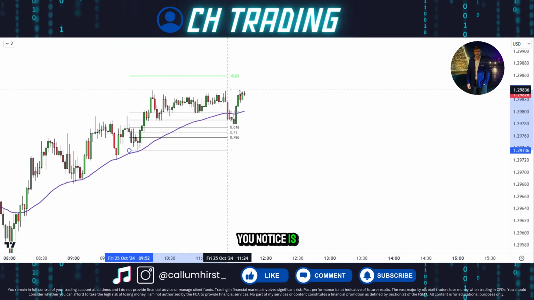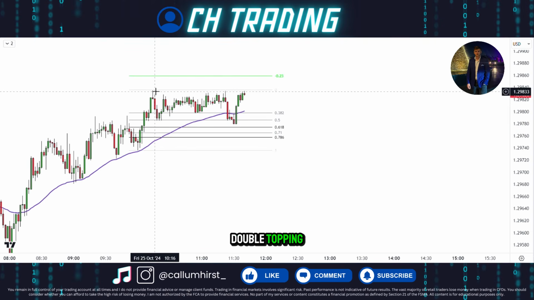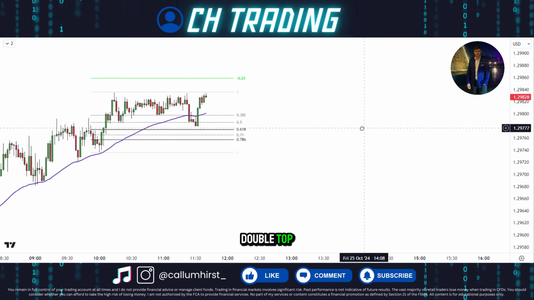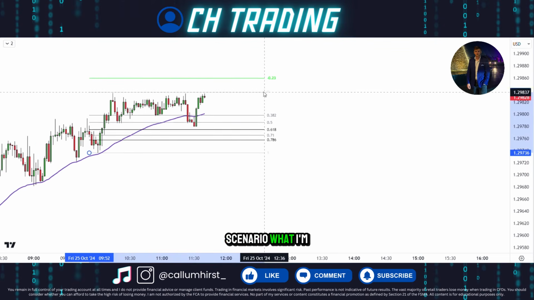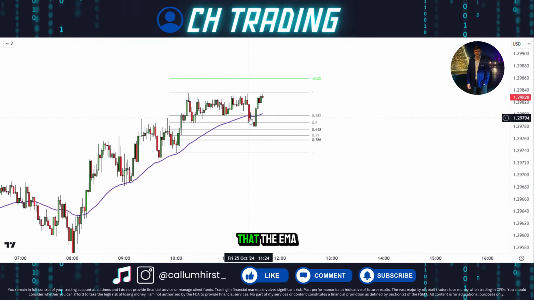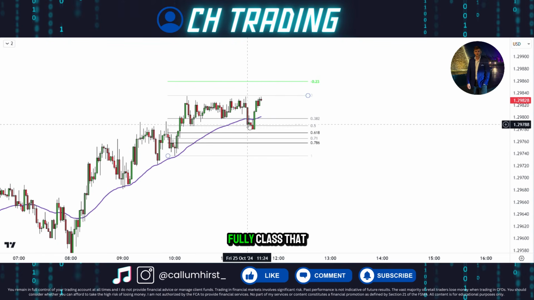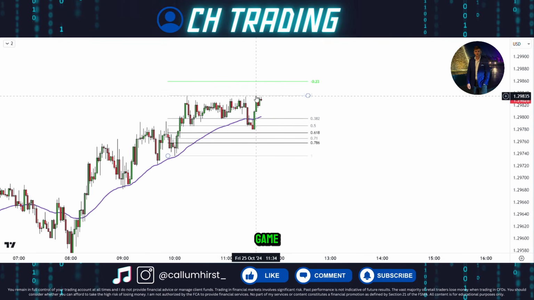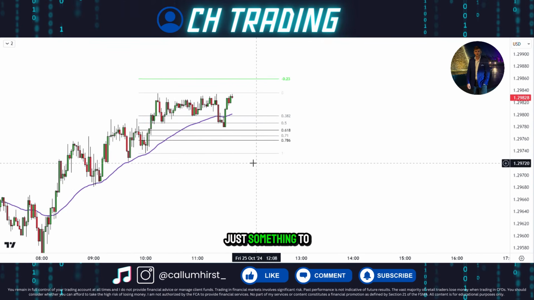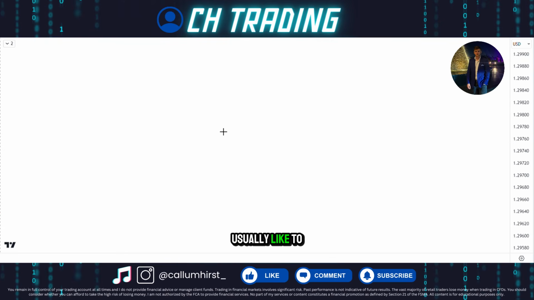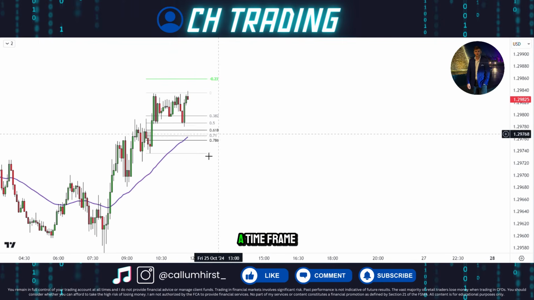Okay, so what you'd notice is that price is double topping. So there's one and there's a double top. In this scenario, what I'm wary of is the fact that the EMA has been broken. Now, it wasn't an extreme break. It broke below for a few candles and then price was desperate to get back inside that trend. So I wouldn't fully class that as the EMA being disrespected because we're still following the trend here. It is just something to be aware of, and what I usually like to do at that point is go up a time frame.